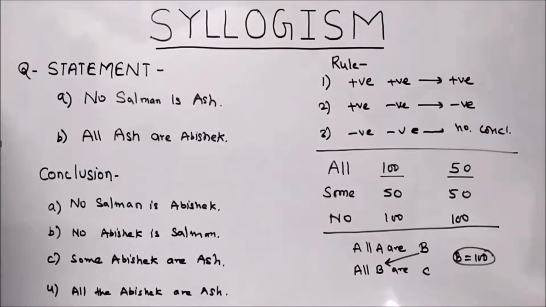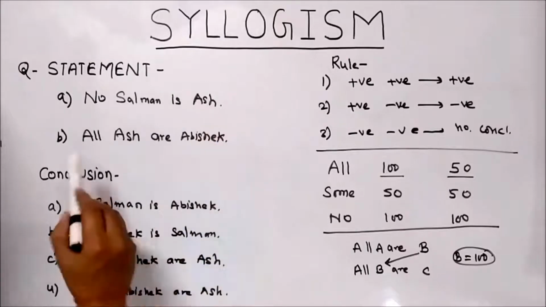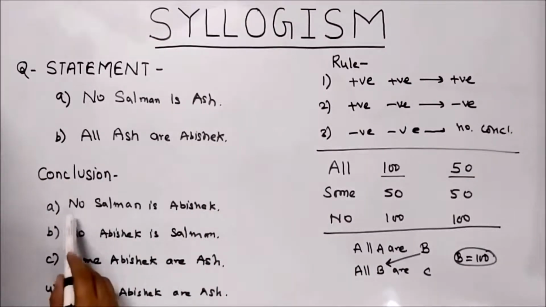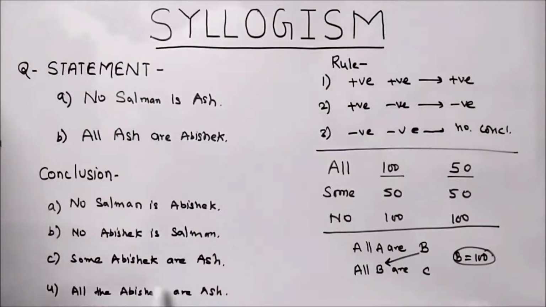Now we solve the second syllogism question. We have two statements here. First is no Salman is Ash. Second is all Ash are Abhishek. We have four conclusions here. First is no Salman is Abhishek. Second is no Abhishek is Salman. Third is some Abhishek are Ash. Fourth is all Abhishek are Ash.